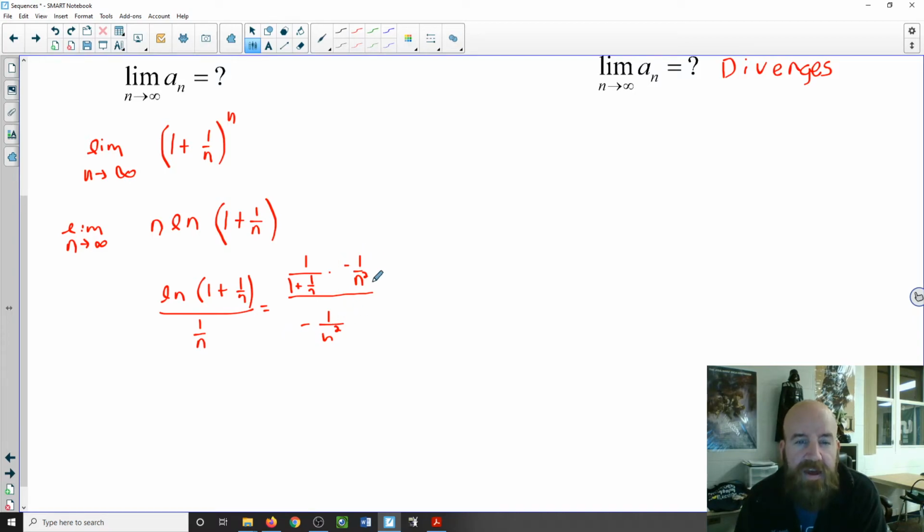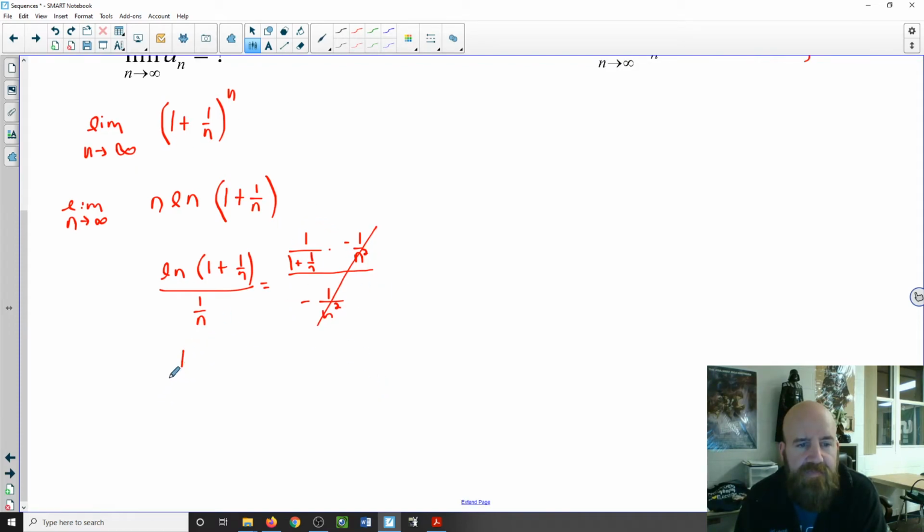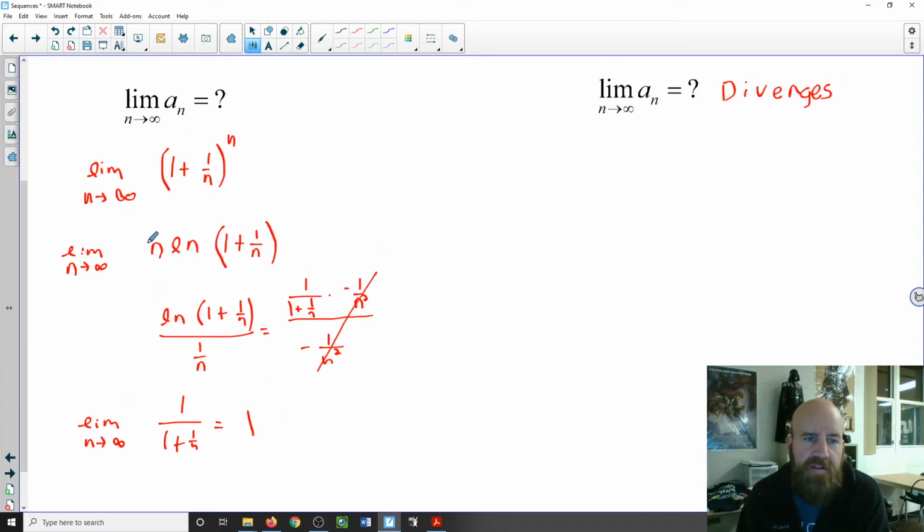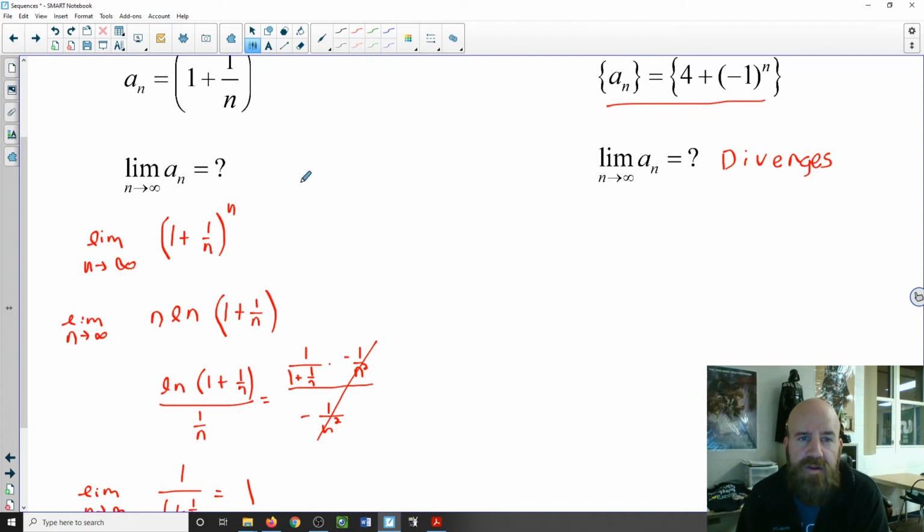So now we notice that we have a negative 1 over n squared on the top and the bottom, so we can just cancel these. Now we're just taking the limit of this. So if we do the limit as n approaches infinity, we end up with 1. So remember, I said, because we used ln, we had to do e. So 1 is a power of e. So we just have e as our answer.